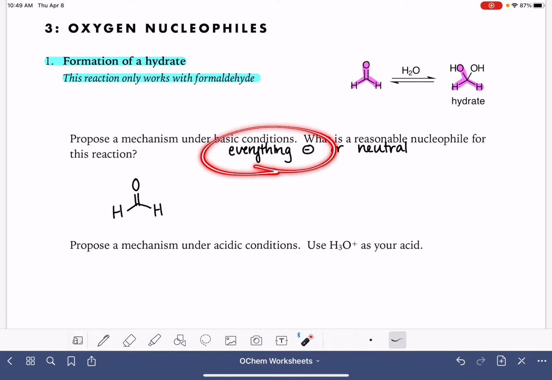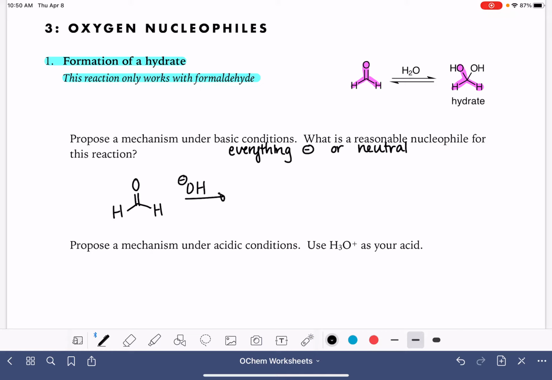So keeping this in mind, that everything needs to either be negatively charged or neutral under basic conditions, what would be a reasonable nucleophile for this reaction? The nucleophile begins the reaction by attacking the carbonyl carbon. So the component of our product that adds itself to the carbonyl carbon is the hydroxide. Our reasonable nucleophile for this reaction would then simply be the hydroxide ion. It is exactly what we need in terms of atoms, and it's negatively charged, which is what we need for the basic conditions.